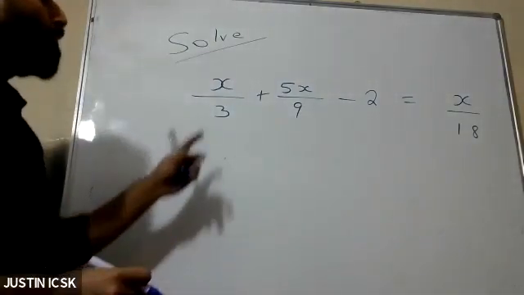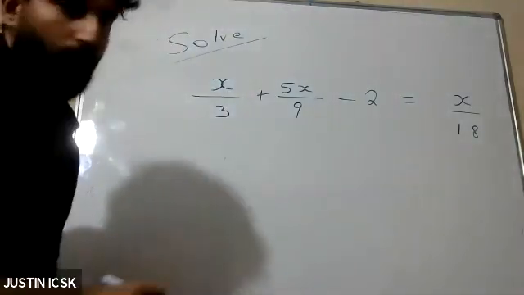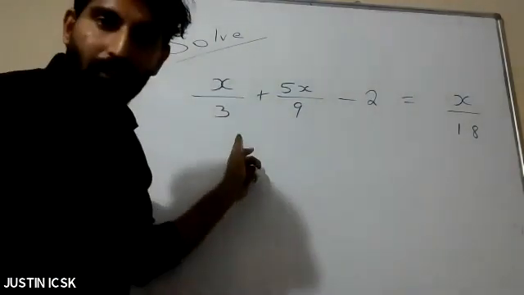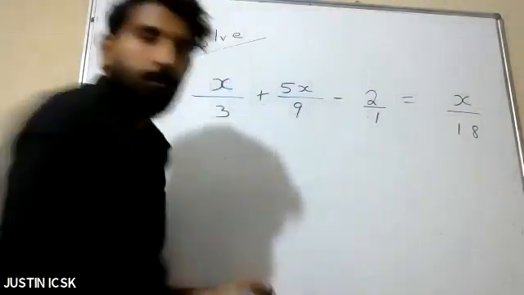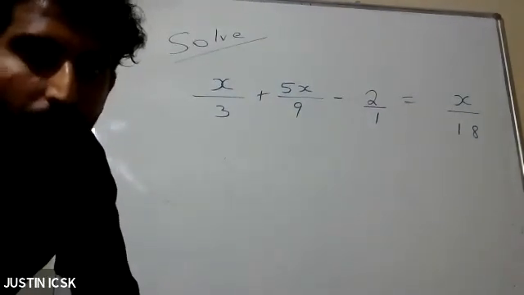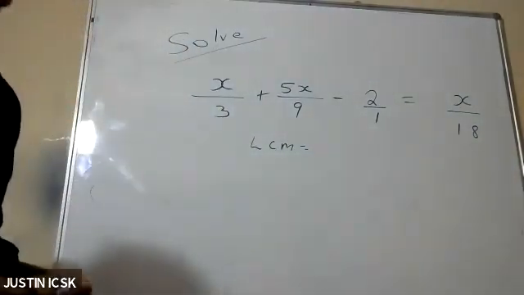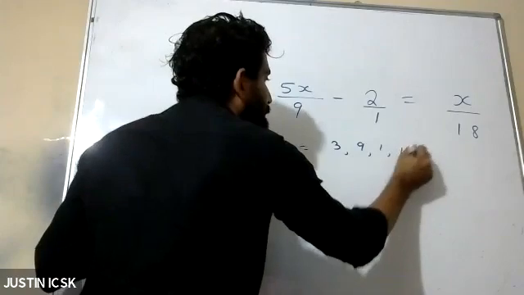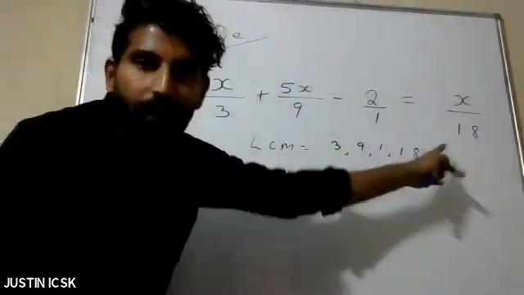Okay. So normally what we do is we find the LCM, cross multiplication and that method, and we'll do it. So what we'll do is, this is a fraction, this is a fraction, this 2 I can make it a fraction, 2 by 1. Now all numbers are fractions. Right? I'm just finding the LCM of these fractions within one step. See, these are the numbers: 3, 9, 1, 18. These are the numbers.